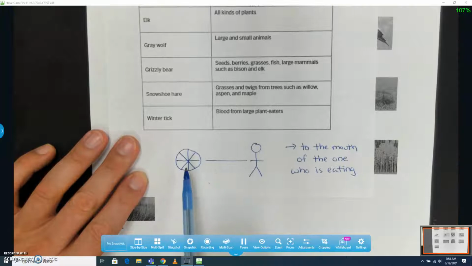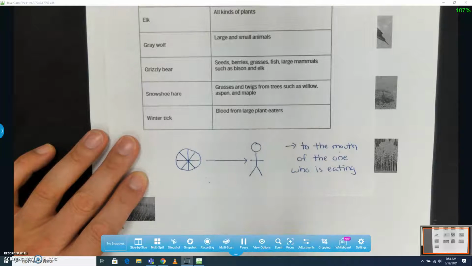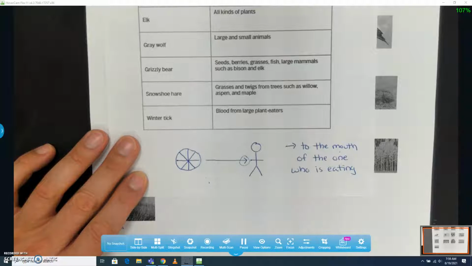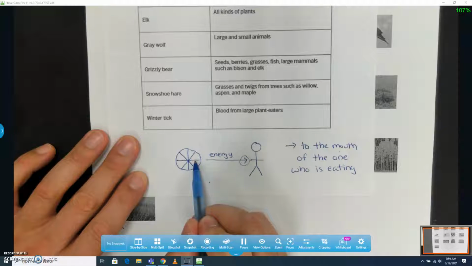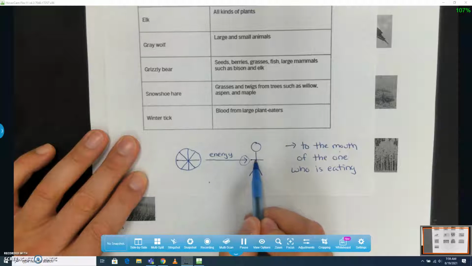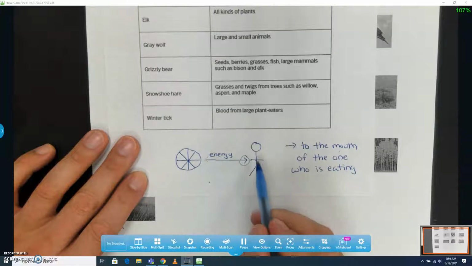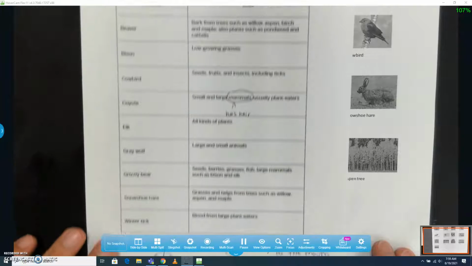So we have a pizza and a human. Obviously, the pizza is food. The human is the one who is eating. So our arrow will point to the human. And the reason why we have the arrow on this end is because this shows that the energy in the food travels from here to here. That is the purpose of these arrows. So if the arrow is on this side, that's saying that the energy from the human is going into the pizza, which is a little ridiculous. So let's practice putting in a few of these arrows.